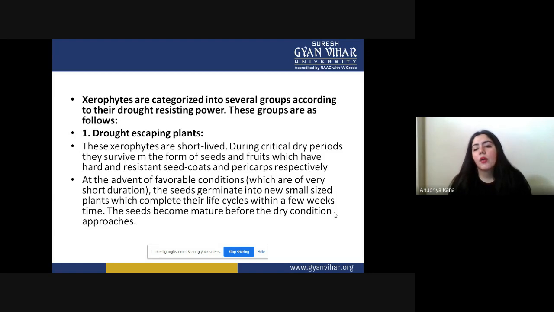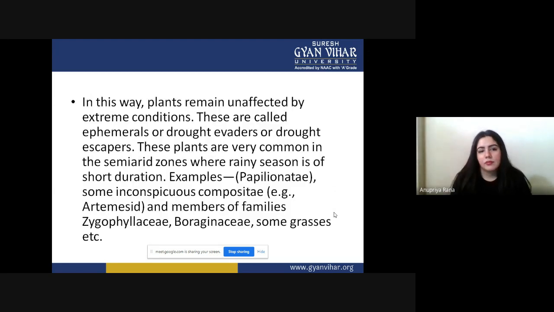Okay, it means they do not want to face the drought condition. So you can say they are not a true kind of xerophyte because they are not facing the extreme condition like other plants. They just live their short life cycle in a few weeks or a month when the conditions are favorable. Whenever they get water, they germinate and complete their life cycle, and again convert into seed. So that's why we call them drought escaping plants.